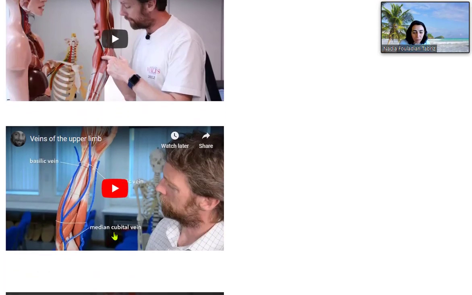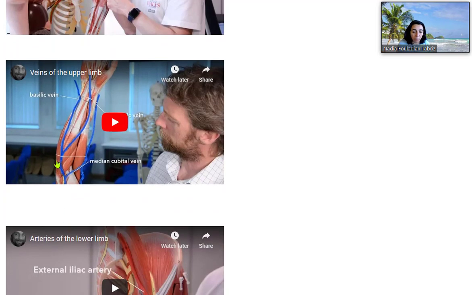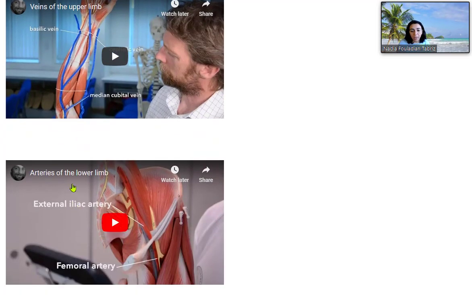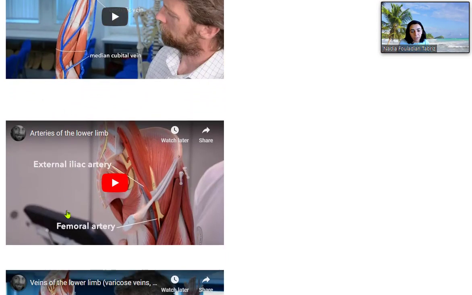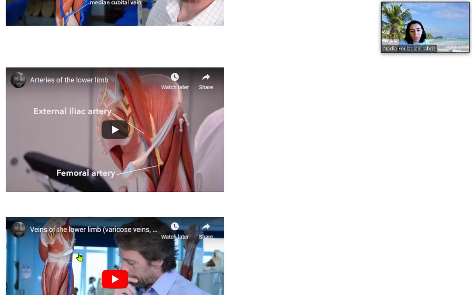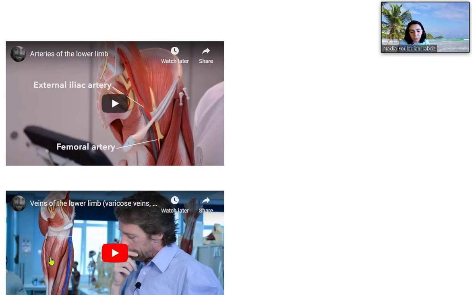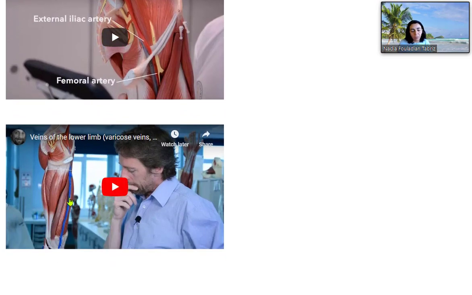And this one is actually a very unique video, because these models that we have do not actually show the veins very well. They mostly show the arteries. So this professor has made the veins on the surface of the model with pipe cleaners, and he did actually a very good job. And it's not only for the upper limb, also for the lower limb, from the same professor, for the lower limb model that has the arteries, and also made the veins and explained.